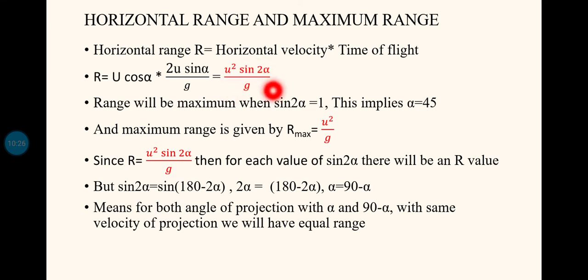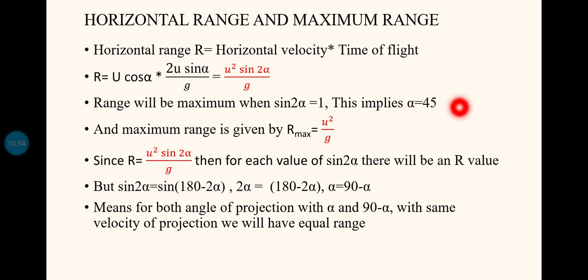So from this equation, if you look closely, what you will conclude is the horizontal range value is depending on sin 2 alpha. U and g are constant, therefore it is depending only on the value of sin 2 alpha. So once the sin 2 alpha value is maximum, then the range will be maximum. The maximum value of sin 2 alpha is 1. Therefore, when sin 2 alpha equals 1, the range will have the maximum value.